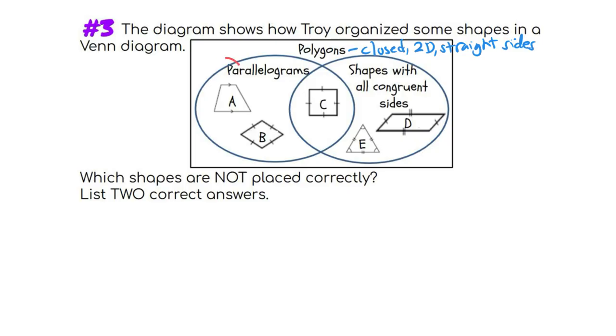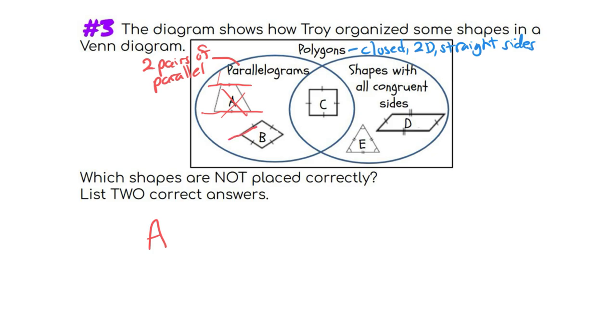This left circle is labeled parallelograms. A parallelogram has to have 2 pairs of parallel sides. So if we look at shape A, I see parallel on the top and bottom, but that left and right side are going to cross, and so they are not parallel. And so A is not in the correct spot. It is one of our answers.